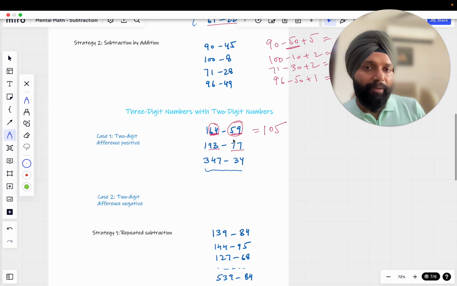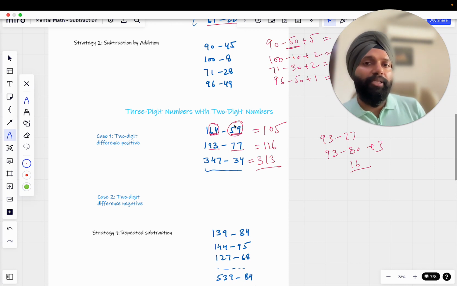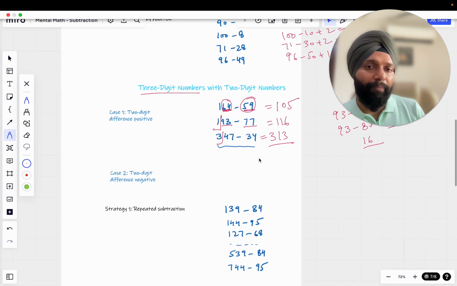So 93 minus 77. This is what I look at. Now this you can do by thinking in terms of 93 minus 80 plus 3, which is 13 plus 3, 16. So it's 116 because the 1 will remain there. So again 300 will remain. 47 minus 34 is just 13. So 313. So this is the case when I'm dealing with a 3-digit number with a 2-digit number, and the difference is positive. So essentially the hundreds digit remains the same.